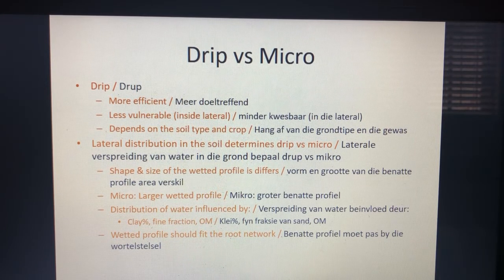Your drip system is also less vulnerable, because you can think of a micro sprayer that's connected to a pipe. It can stand around the whole tree and sometimes closer to the path or the road that's between rows in an orchard, and so a lot more damage can happen because it's closer to traffic than with a drip system that's inside the line. And then the drip versus micro choice depends on soil type and crop.